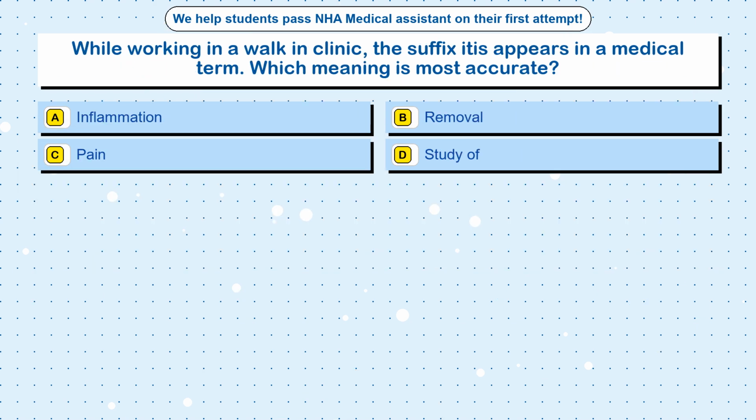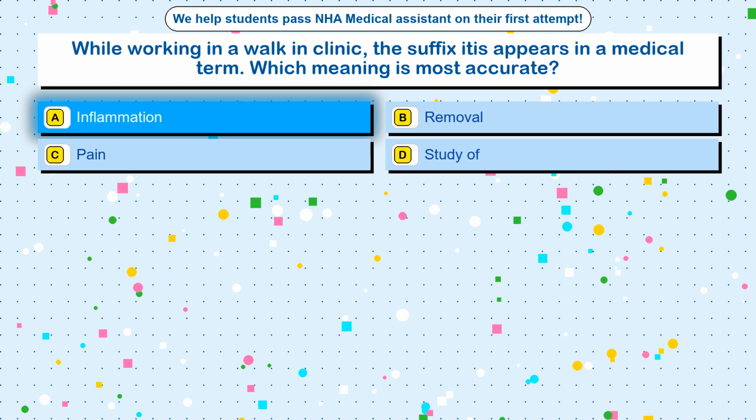Question 77. While working in a walk-in clinic, the suffix itis appears in a medical term. Which meaning is most accurate? Option A. Inflammation. Option B. Removal. Option C. Pain. Option D. Study of. The correct answer is option A.